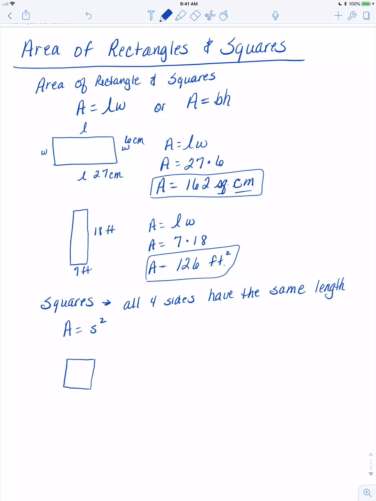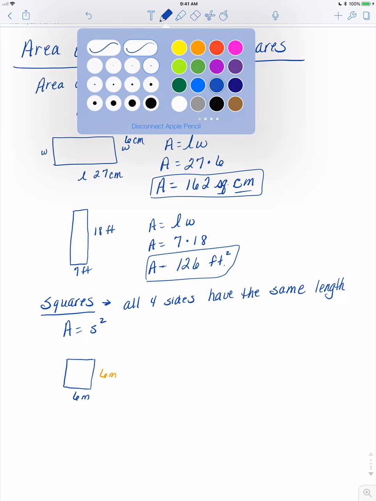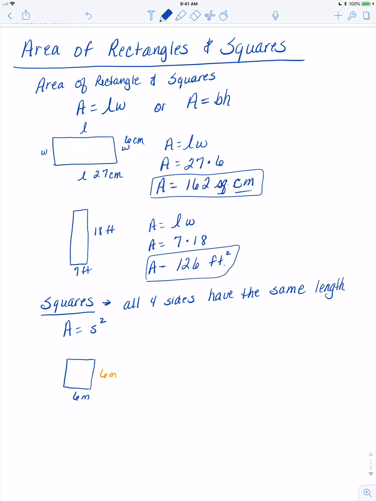So if we have a square, those are the ones that you just have to sort of watch out for. What if they just say that this is 6 meters? Well, if they tell you it's a square, then you can automatically assume that this is also 6. Every side is also 6, okay? So they don't always have to tell you that those are both the same. You just know that if they tell you that it's a square. But you can also use the above formula, area is length times width. So the area of this square would be 6 times 6, which is 36 square meters.